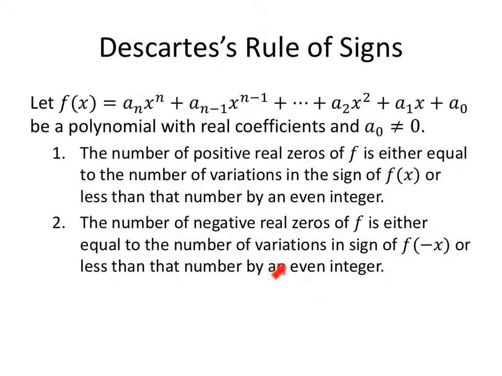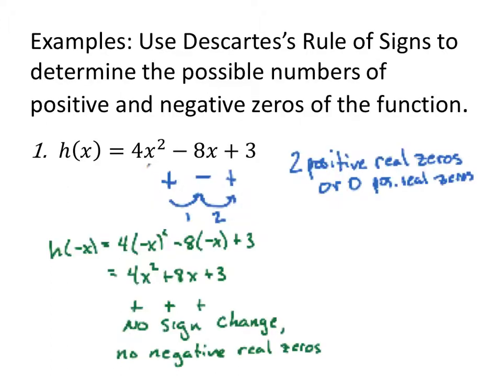And why is it less than by an even integer? It's because we're talking about real zeros here. And if they're not real zeros, then they're complex. And complex zeros come in pairs, 2 at a time. So a degree 3 polynomial could only have 2 complex numbers. So it could have 3 real zeros, or it could have 1 real zero and 2 complex. But it couldn't have just 1 complex and 2 real, right? Can't do that because complex come in pairs.